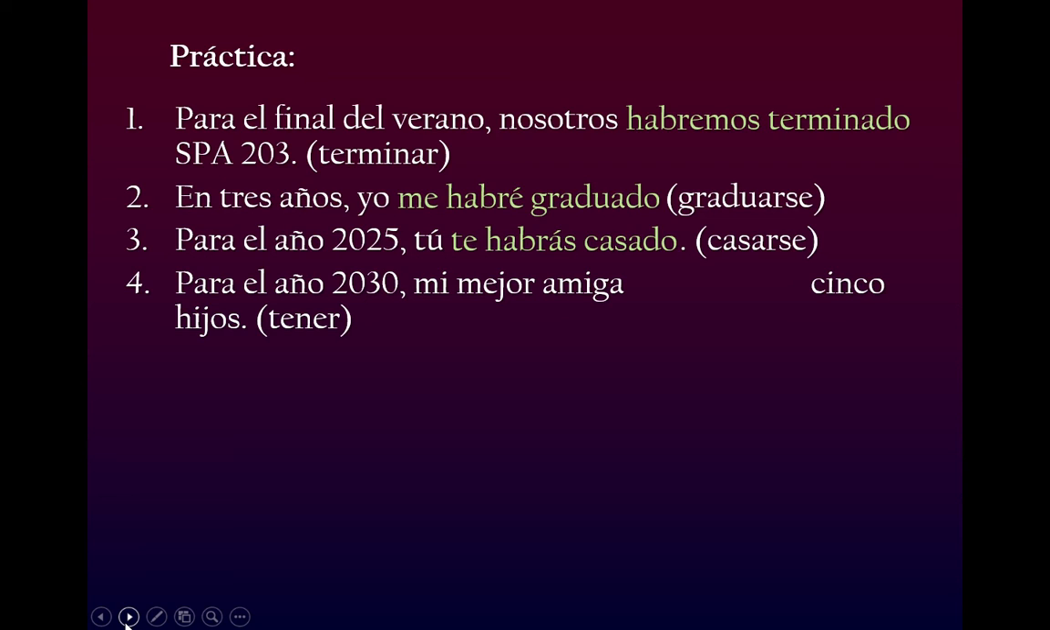So since it's mi mejor amiga, that's the same as saying she, of course. What form would we use? Well, that would be the word habrá. That's the form that goes with she, habrá. And the past participle of the verb tener is tenido. So she will have had, habrá tenido 5 hijos. Para el año 2030, mi mejor amiga habrá tenido 5 hijos.